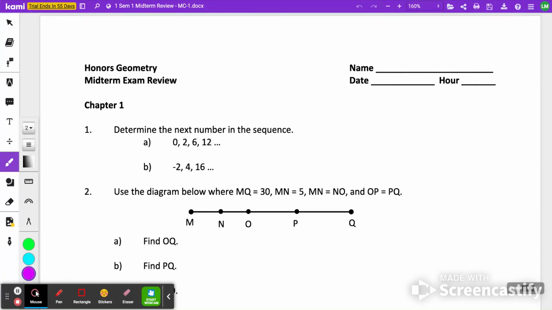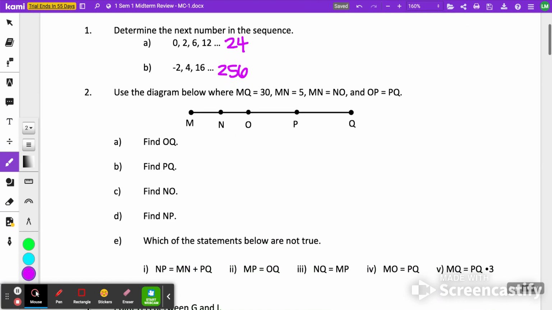Today we're looking at our midterm review, so let's go ahead and get into it. Numbers 1a and 1b: determine the next number in the sequence. For 1a, the next number is 24 because you're just doubling. And then for b, the next number is 256 because you are squaring.